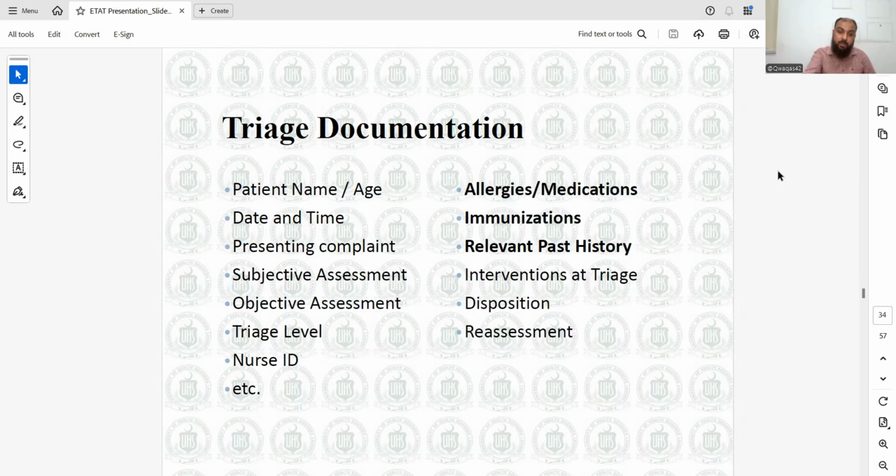Documentation is very important. Record patient name, age, date, time, presenting complaint, subjective assessment, objective assessment, triage level, nurse ID, allergies, medication, immunization, past history, interventions, triage disposition, and reassessment.